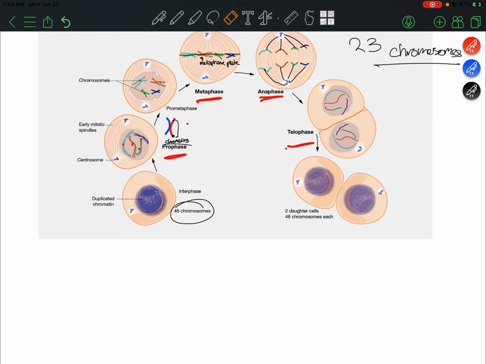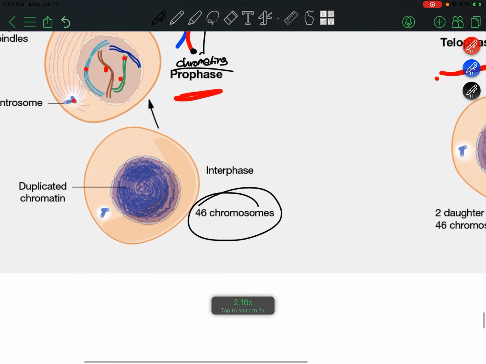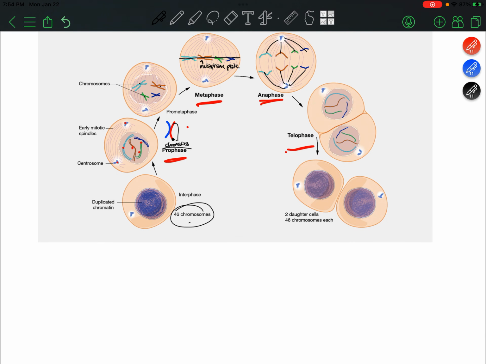Oh yeah, they say 46 chromosomes. Okay, my bad. I was looking at this differently. When they talk about 46 chromosomes, they're thinking of this as a duplicated chromatin. What happens in interphase is that they duplicate the amount of chromosomes in it. So you know how it says 46 chromosomes here? The amount of chromosomes that's already there is 23. They duplicate it fully, so that's 46. So that when they split, it's a normal amount on both sides, right? 2 daughter cells, 46 chromosomes each. That's supposed to be right.